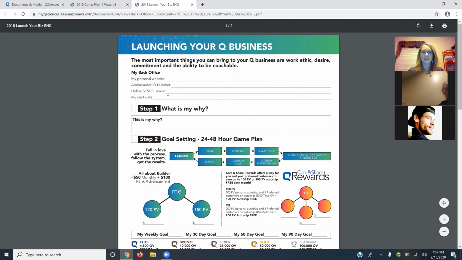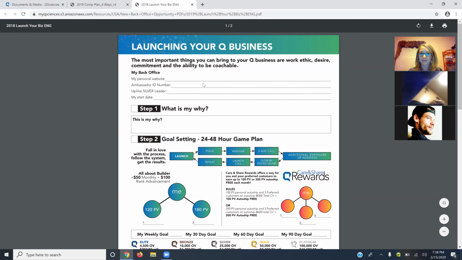Then everyone has a 6-digit ambassador ID, and we have you write that down and know it. I know mine by heart now, but it's important because anytime you need to call customer service, do a live chat with them, do any sort of functions at the larger team events, you need to know your ambassador ID. Q Sciences won't do anything with you until you can verify your identity, and that's one of the things.